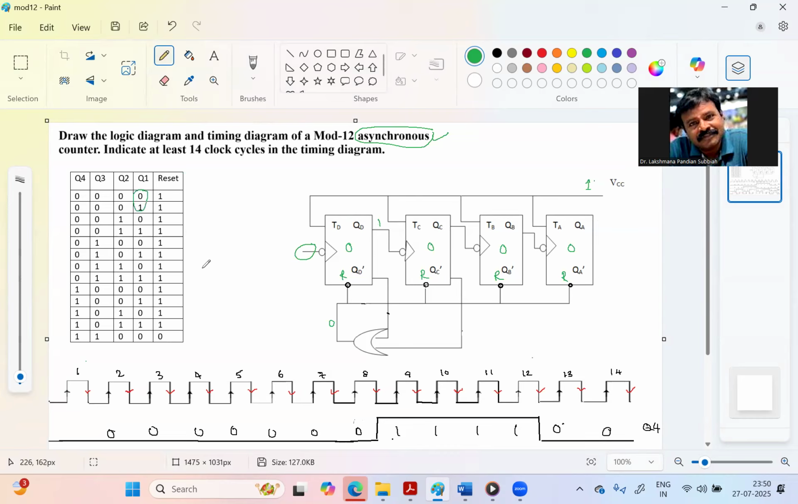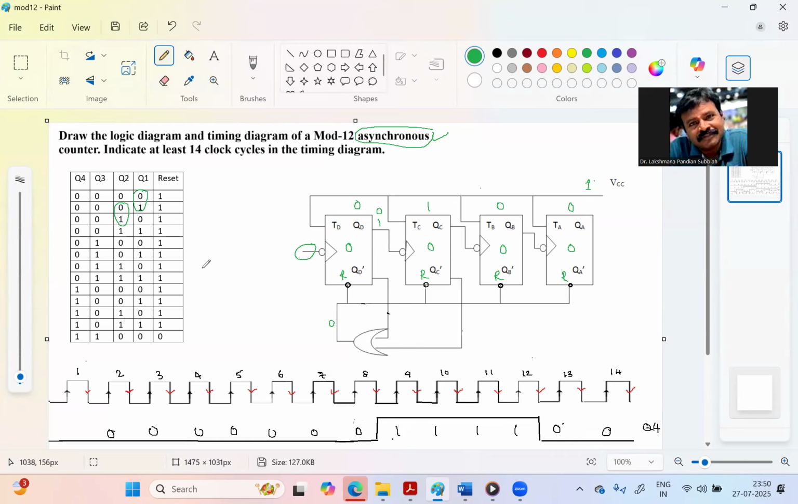0 converted into 1. Then in the next pulse, the 1 is converted into 0. So 1 to 0, that is a negative edge. Then it will make the next one 1. So this is 0, this is 1, and the others have no change. This is going on, right? So the second one, this is the transition.